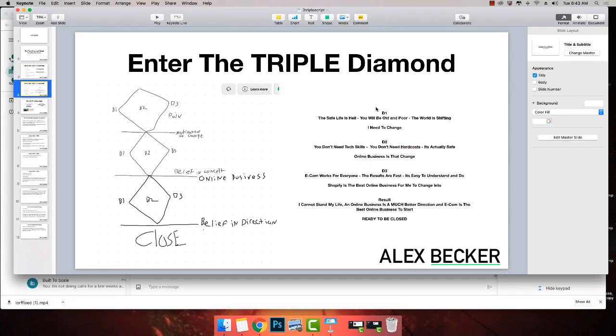Okay, and remember when I drew out my triple diamond earlier, that I am going to be attacking all these things through each phase of the script, through a story. And then I'm going to be using training to complete the script.